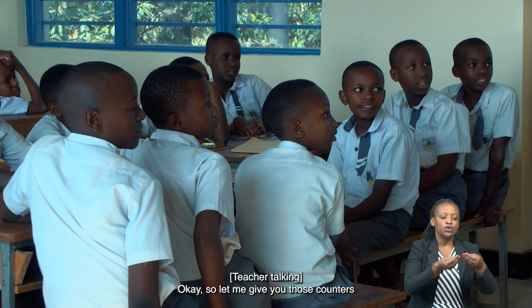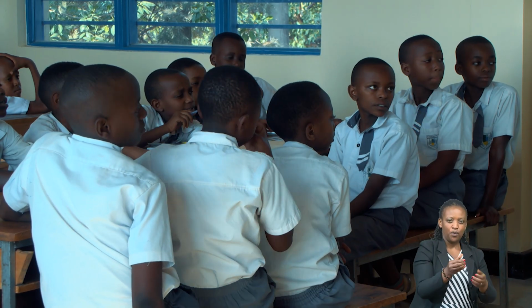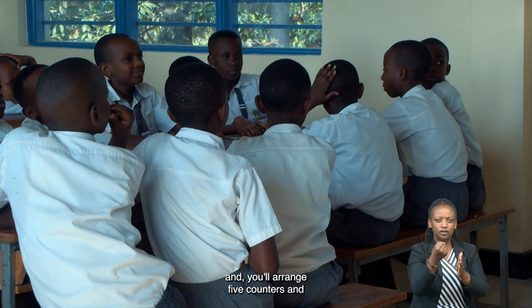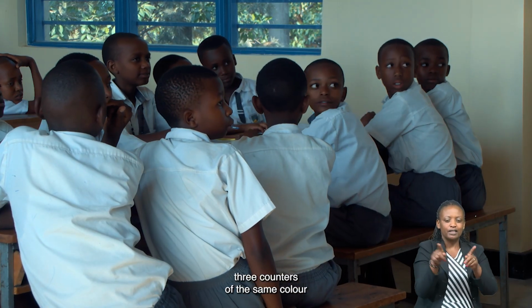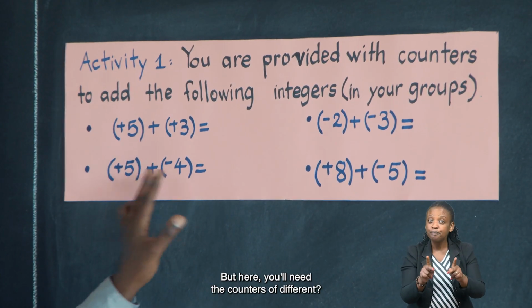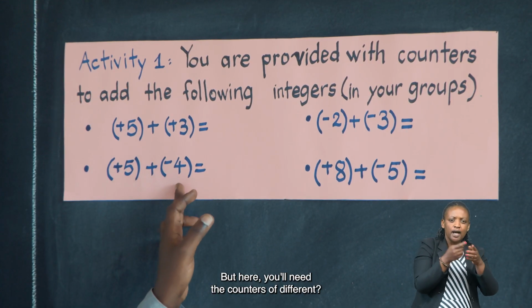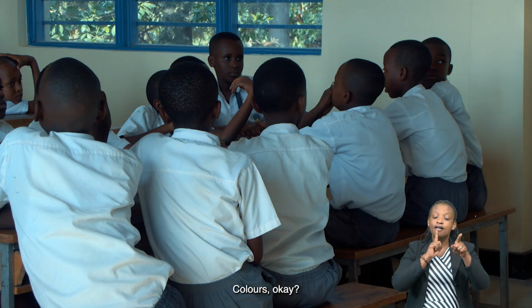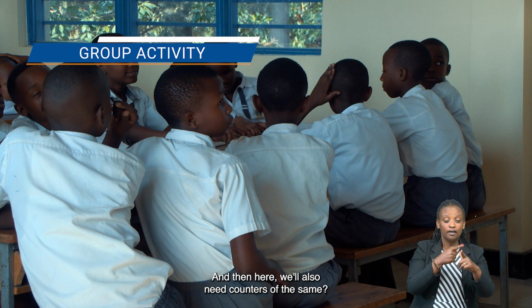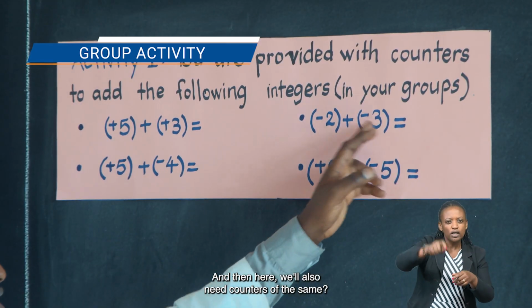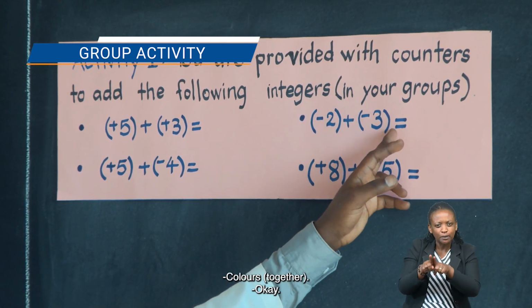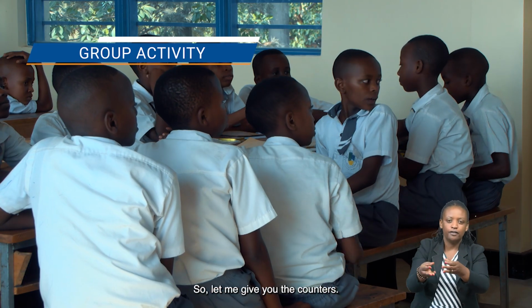Okay, so let me give you those counters, and you arrange 5 counters and 3 counters of the same color, right? But here you will need the counters of different colors, okay? And then here we also need the counters of the same. Okay, so let me give you the counters.